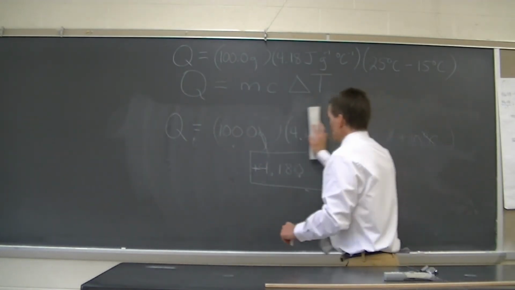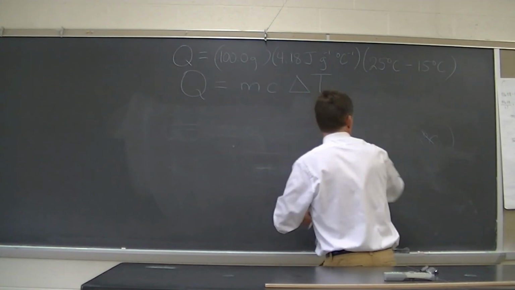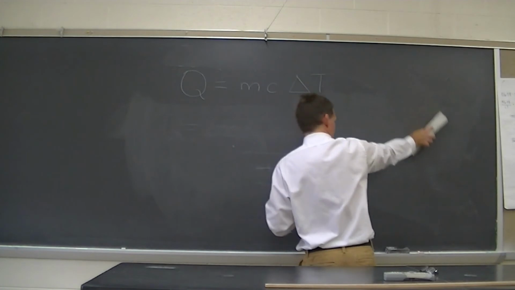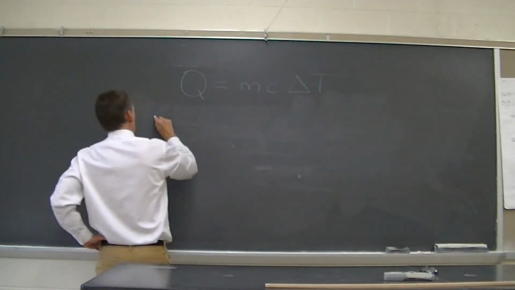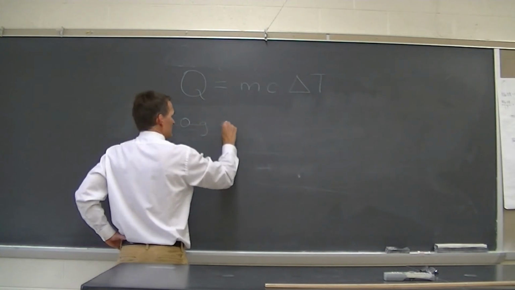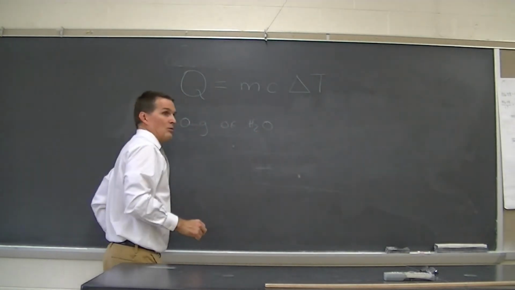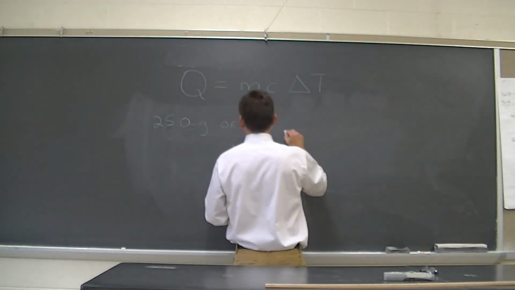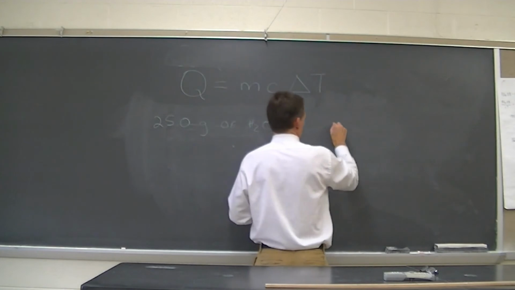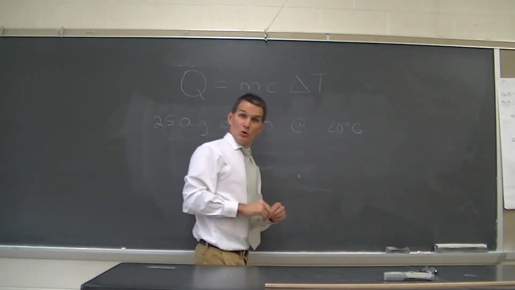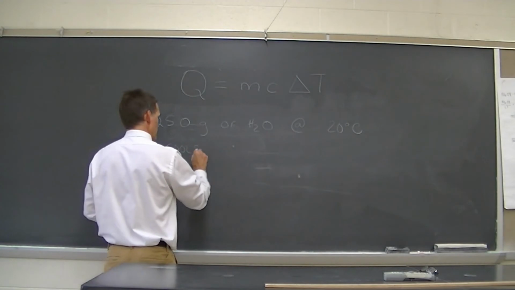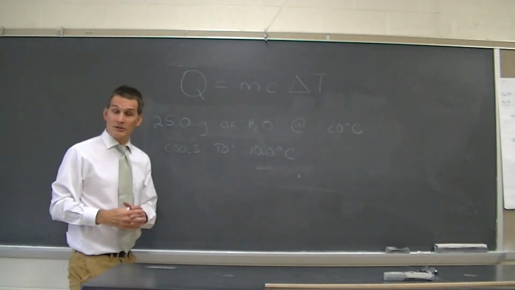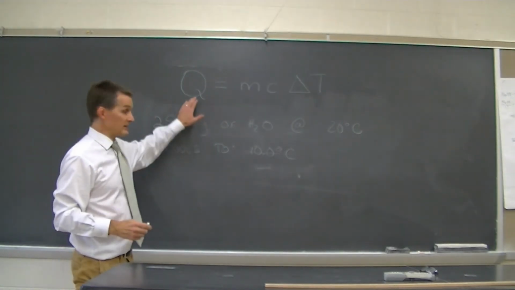Let's run one more calculation. Let's say in this case, we have 25 grams of water. We'll set it outside, so it's kind of cool, but it starts. So we'll say 25 grams of water at 20 degrees Celsius cools to 10 degrees Celsius. Calculate the energy change in the water as heat.